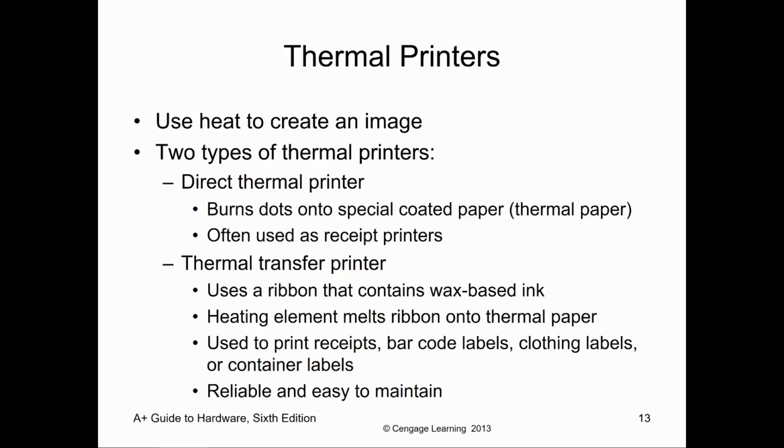Thermal printing is the last major one we're talking about in this section, and this uses heat to create an image. Direct thermal printers versus thermal transfer printers. Direct thermal burns dots on a specific coated paper, versus thermal transfer, which uses a ribbon that coats wax-based ink. The heating element melts the ribbon onto the thermal paper, and this is normally used to do receipts, barcode labels, clothing labels, container labels, things of that nature. This is reliable and easy to maintain, but they are different from other printers.